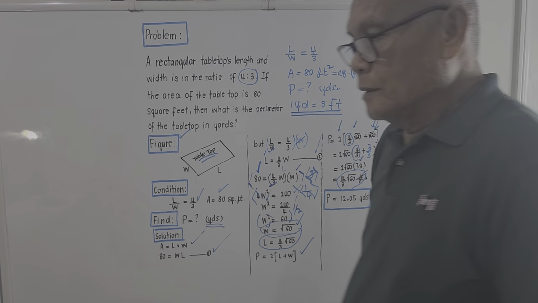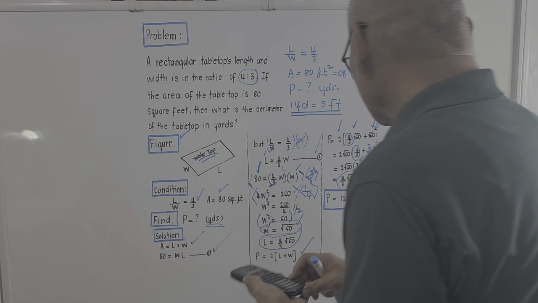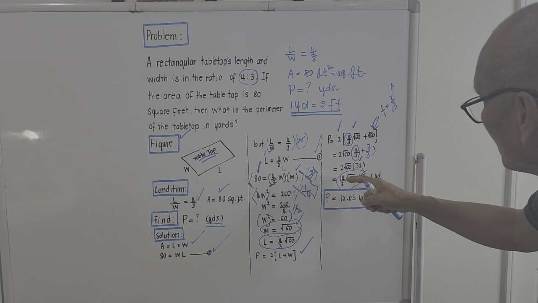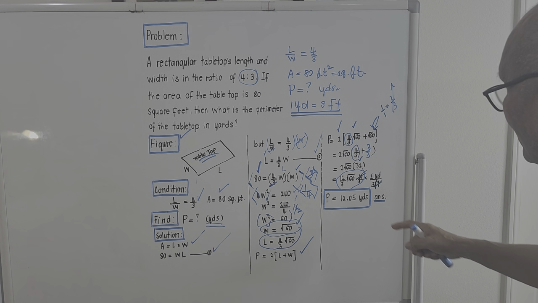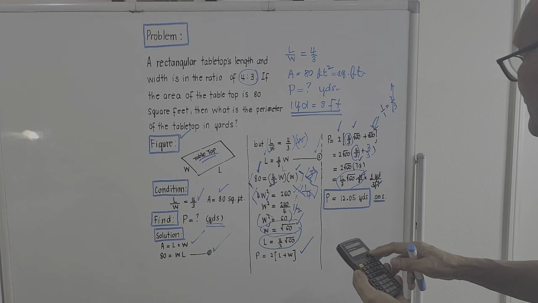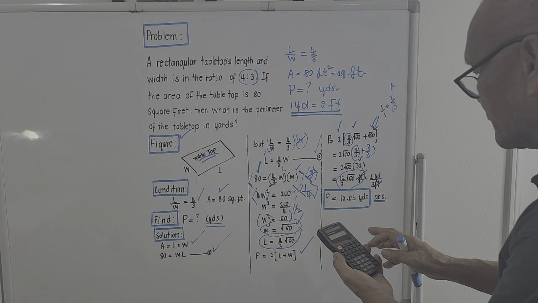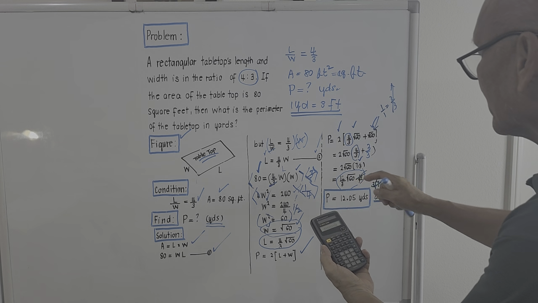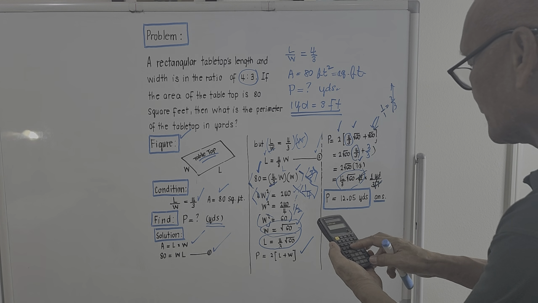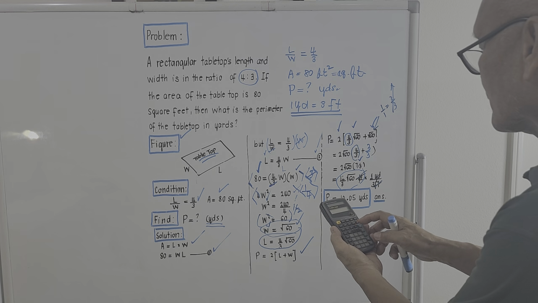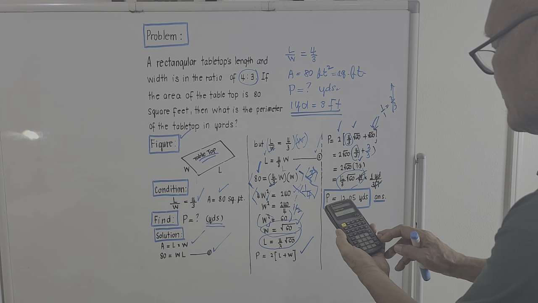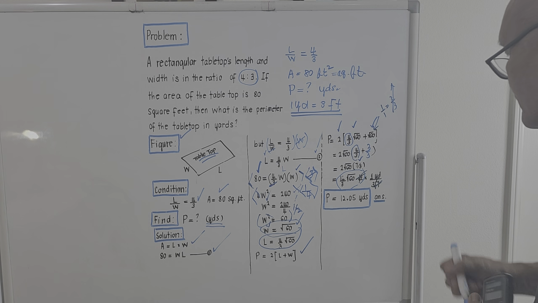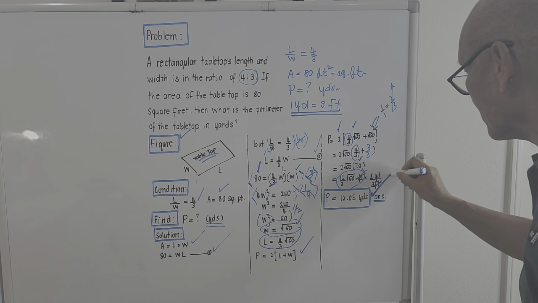Okay. And if we try to use our calculator, okay, 2 times 7 will be 14, and 3 times 3 will be 9. So the answer will be 14/9. We will multiply that by the square root of 60, equals. The answer is 12.05. The answer here is 12.05 yards.